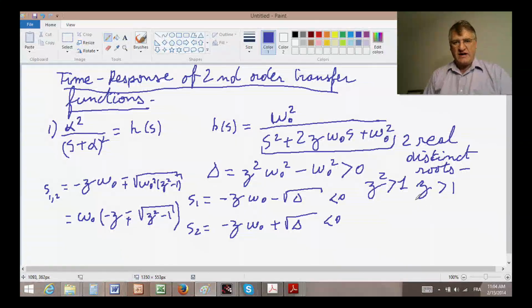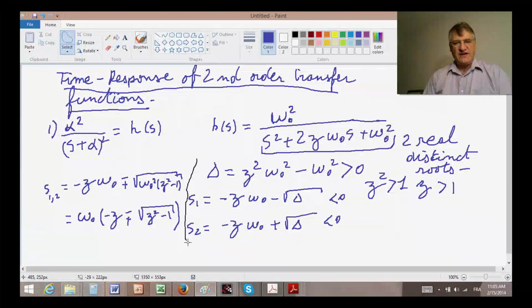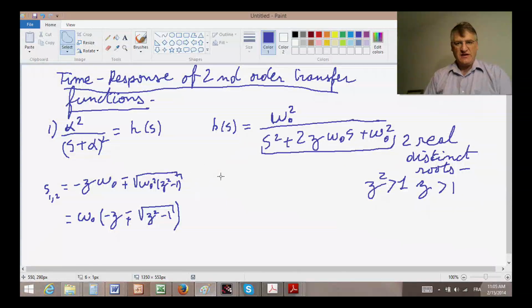So the way to further our work is now to reduce this transfer function using partial fraction decomposition, like we have done earlier. For that purpose, I will erase this area of the drawing area, and I will say that h of s is equal to a over s minus s1 plus b over s minus s2.